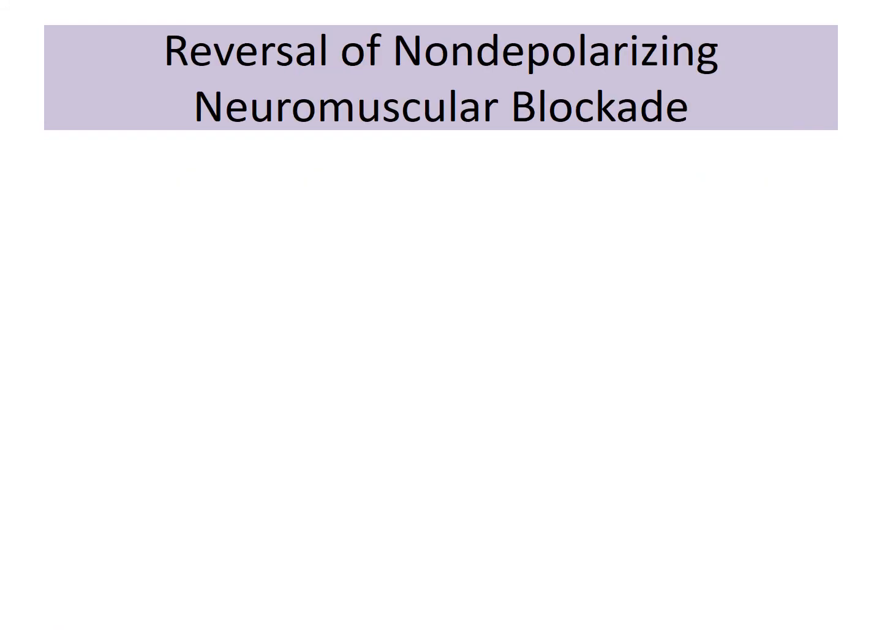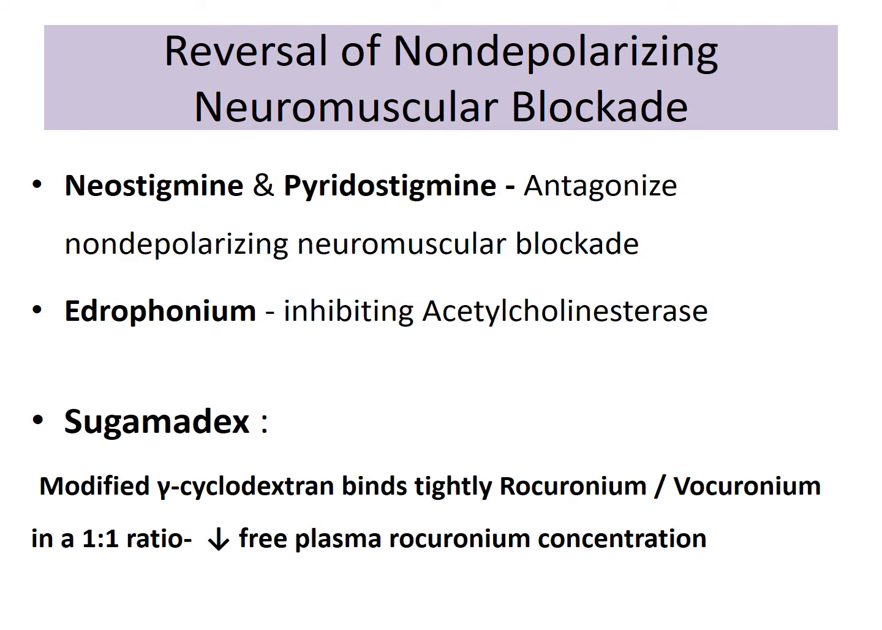And coming to the reversal of non-depolarizing neuromuscular blockade, we have the major agents like neostigmine and pyridostigmine. As you have studied in ANS, neostigmine and pyridostigmine are acetylcholinesterase inhibitors. Acetylcholinesterase is an enzyme which metabolizes acetylcholine after its action. That means the action of acetylcholine is terminated by the acetylcholinesterase enzyme. When this enzyme is inhibited by drugs like neostigmine or pyridostigmine, the action of acetylcholine is prolonged, or there will be more quantity of acetylcholine available in the synapse to act on the receptors.